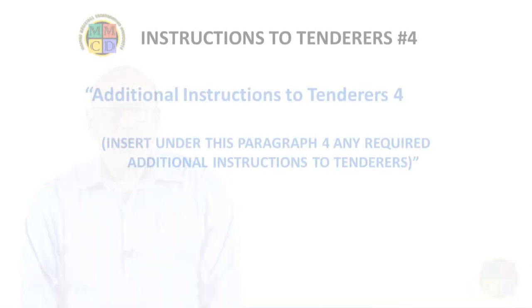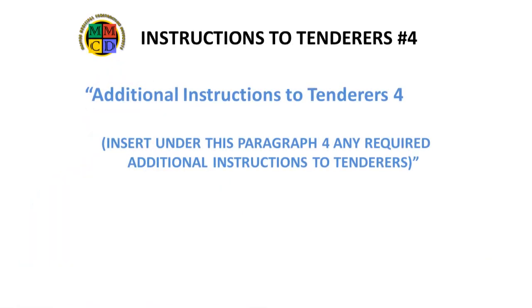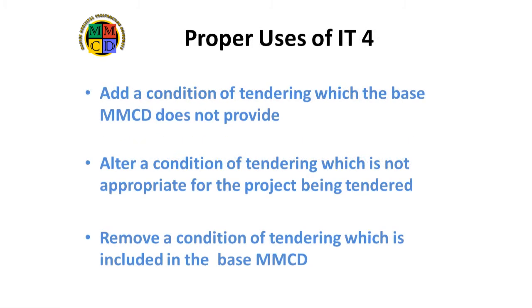Now, what happens if an author needs to change something in the fixed Part 2, say a term of Contract A, which is inappropriate for a given project or owner? This is where IT-4 comes in. IT-4 is the last of the clauses in Part 1, the variable portion. As you can see, it is just a placeholder with a note for the author to add text. And it's used for only three purposes.